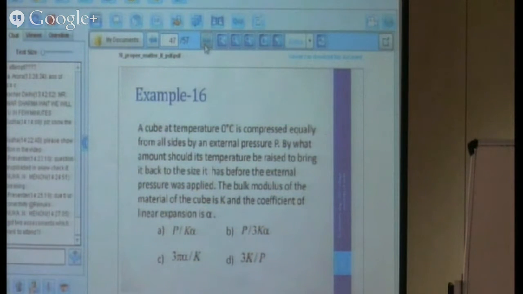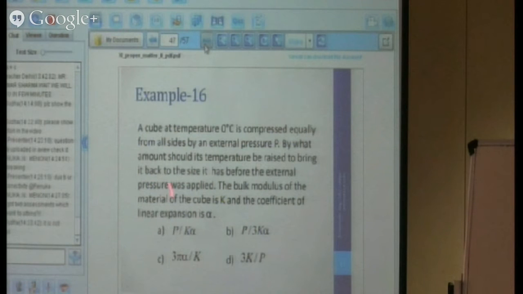Again, concepts from the two chapters. There is a cube at 0 degrees centigrade compressed equally from all the sides. When it is compressed equally from all the sides, we are talking about the bulk modulus, right? Pressure, stress, volumetric strain. So you immediately collect from where he is talking. External pressure is P. By what amount should the temperature be raised to bring it back to the size it has before the external pressure is applied? The bulk modulus of the material is K and the coefficient of linear expansion is alpha.